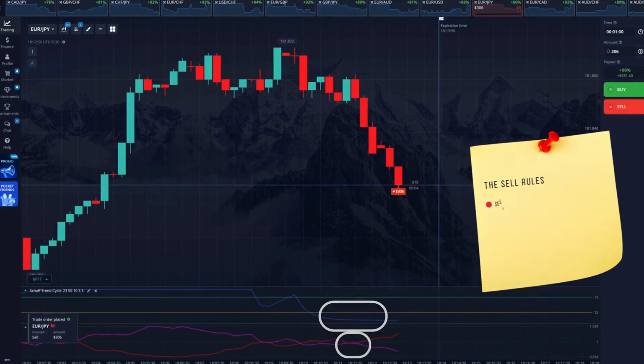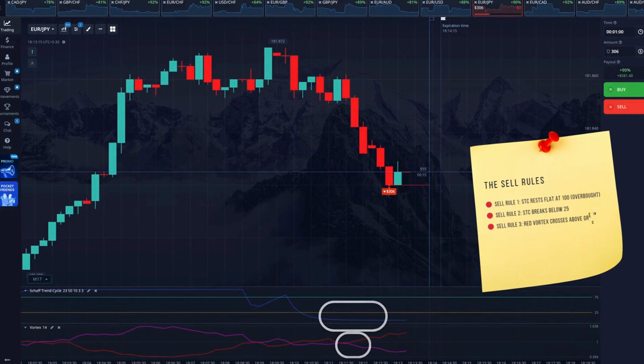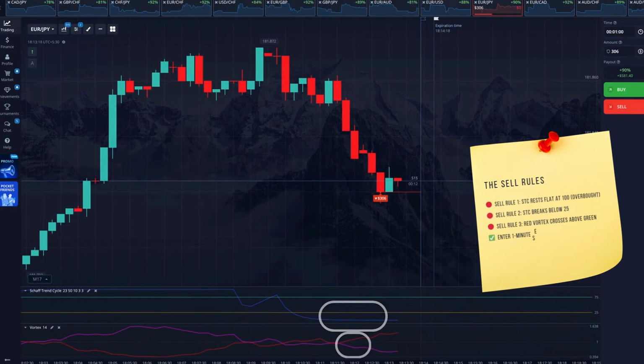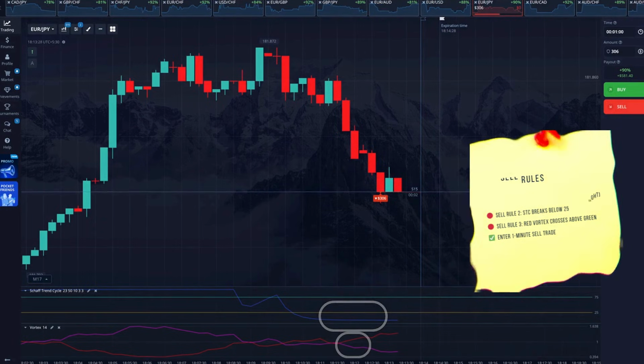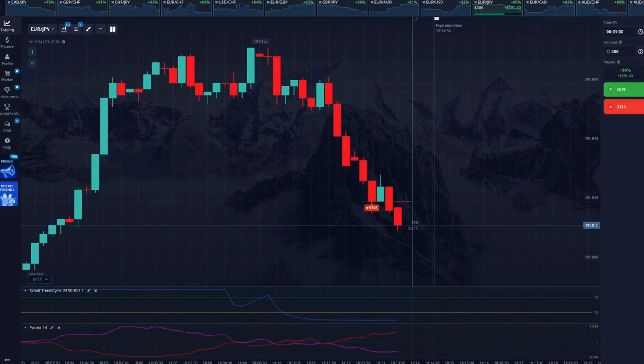For a sell position, we simply flip that logic. You are going to wait for the STC line to rest completely flat at the 100 level, or the overbought zone. The moment it drops down and breaks through the 25 level, check your Vortex again. This time, the red Vortex line must be sitting above the green line to confirm that downward momentum. Once you have that confirmation, you execute your 1-minute sell trade. It really is that mechanical. We wait for the cycle to hit the floor or the ceiling, and we let the Vortex confirm the momentum before making a move.